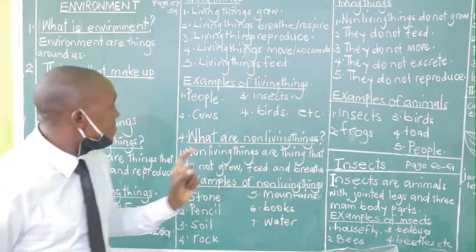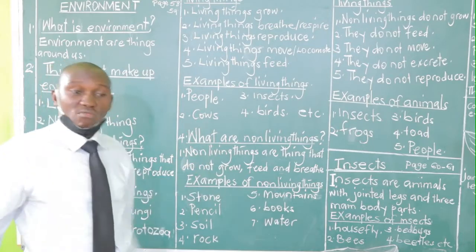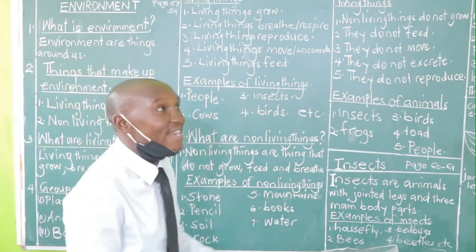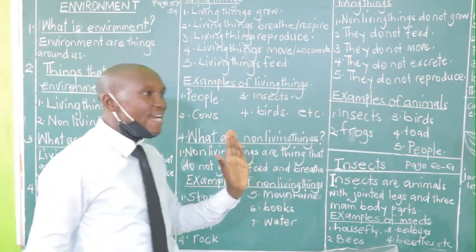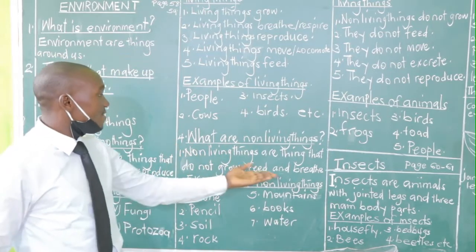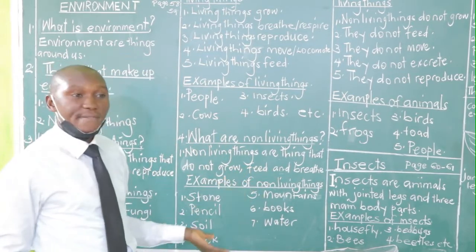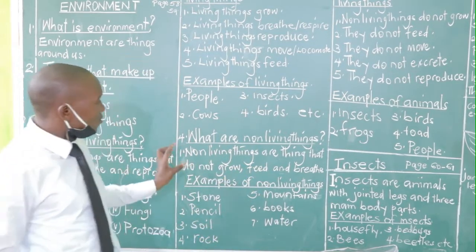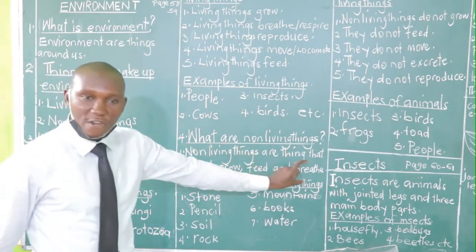No, non-living things are things that do not grow. You never find your chair you are sitting on when it is growing. It is an unliving thing. Non-living things do not breathe. Therefore, we look at those features, then we get their definition.